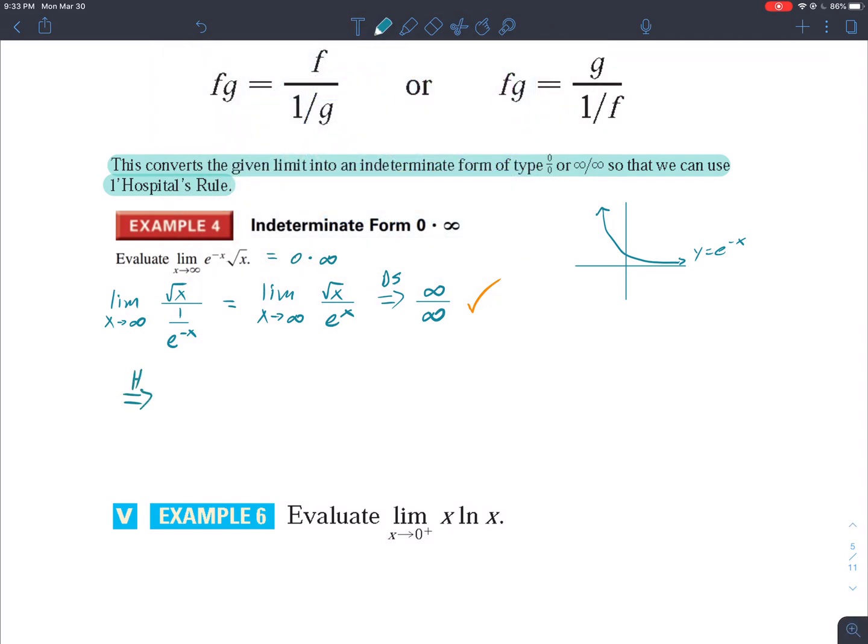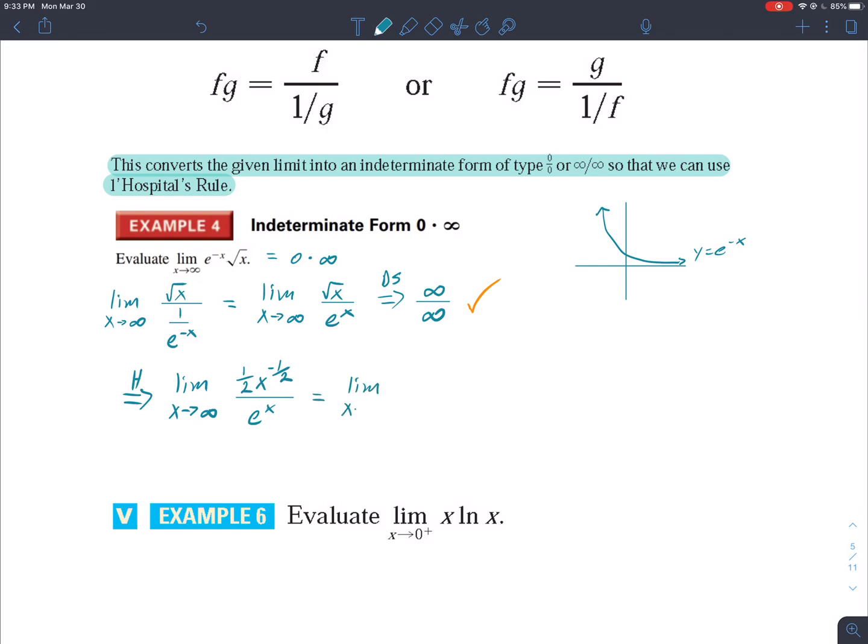it says take the derivative of the top and divide it by the derivative of the bottom, and then evaluate the limit. So since the top is technically square root of x, or x to the 1/2 power, then the derivative is 1/2 x to the negative 1/2 power. And of course, the derivative of e to the x is e to the x. All right? So a little algebra to simplify this.